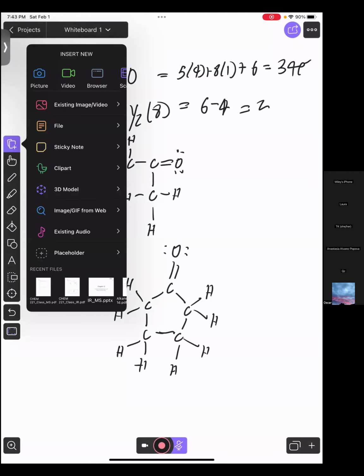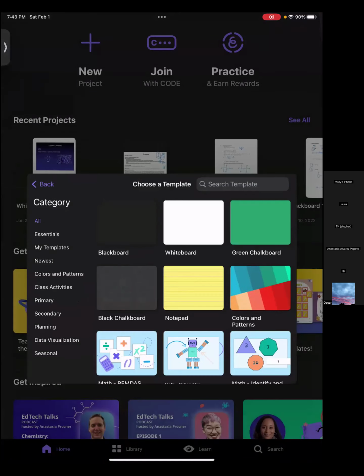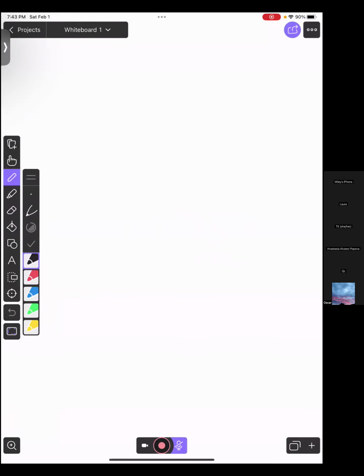Let us try another formula. So why don't we do C6? Let's add a nitrogen in this one. C6H13N. Let's see all the different things you can come up with as my handwriting deteriorates. So C6H13N.